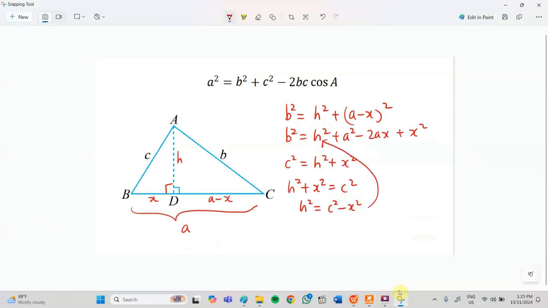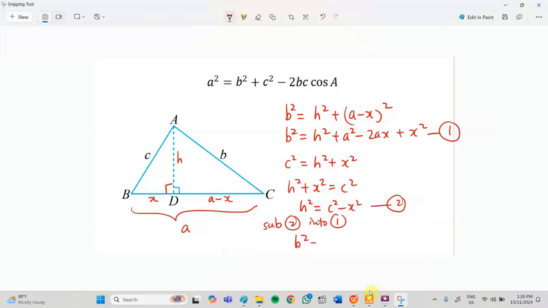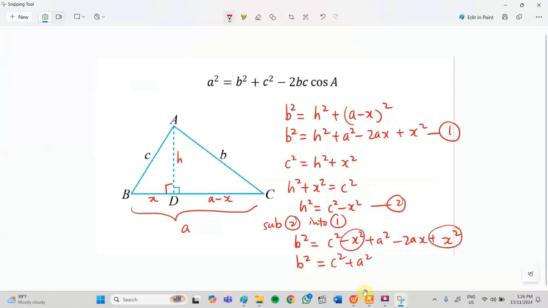And I'm going to substitute this into here. By letting this be equation number 1 and this equation number 2, I'm substituting equation 2 into equation 1. So I'll get b squared, which equals c squared minus x squared plus a squared. And we further simplify this, you get b squared equals c squared plus a squared, since this and this cancel off, minus 2ax.